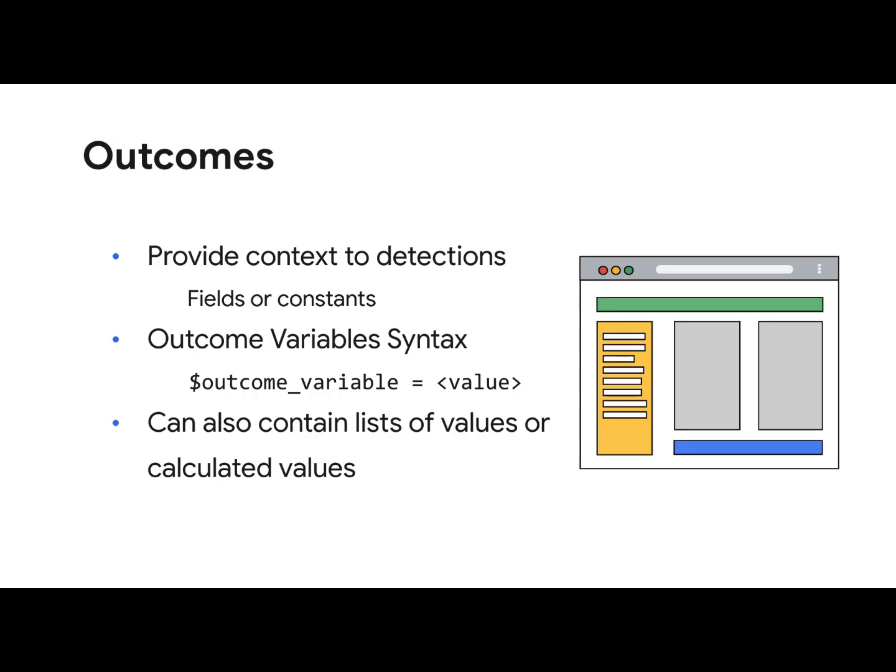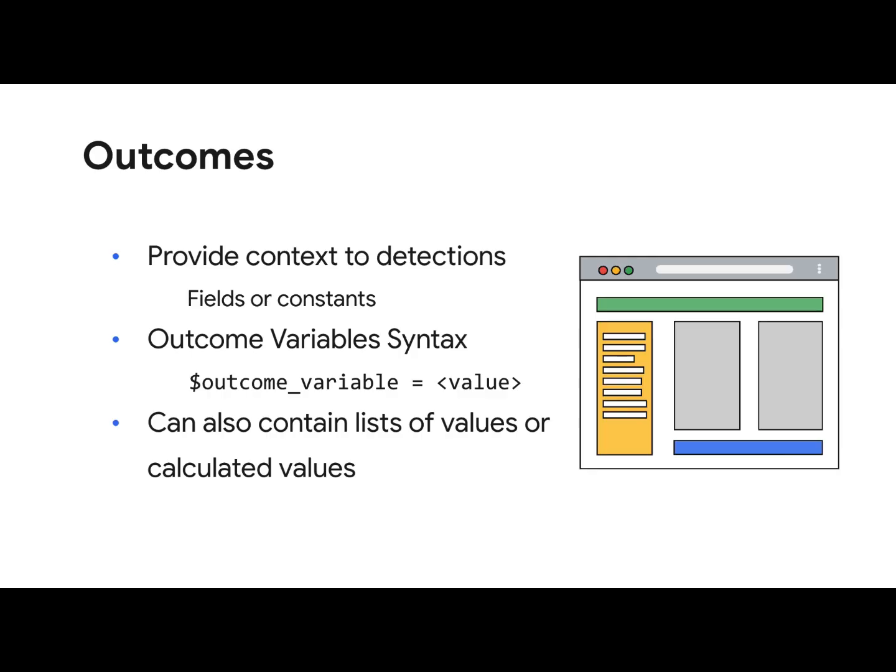In fact, we can use outcome variables to return an array of values from multiple events in a single detection or generate a calculated value. We won't get into those in this video, but as we start looking at multiple event rules as well as repeated fields, we will explore these concepts further.